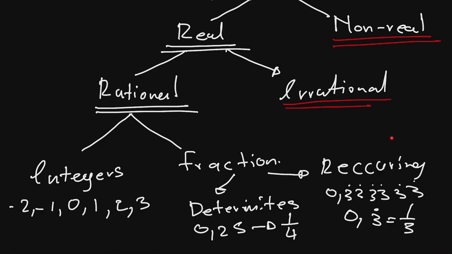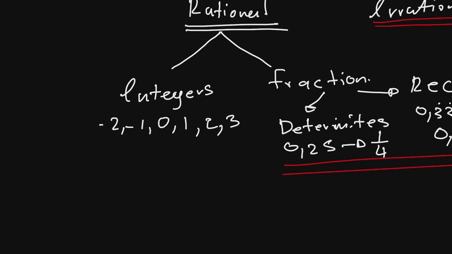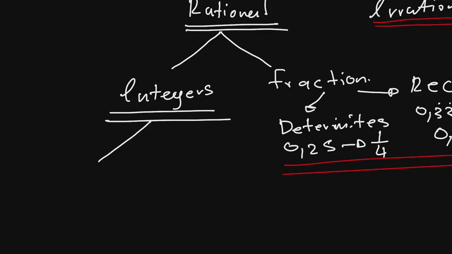So that is where we're going to stop with fractions, and then we're going to continue to talk about integers. Remember, integers are just positive and negative whole numbers. Now we can also divide integers into two groups, which are called natural numbers and whole numbers.